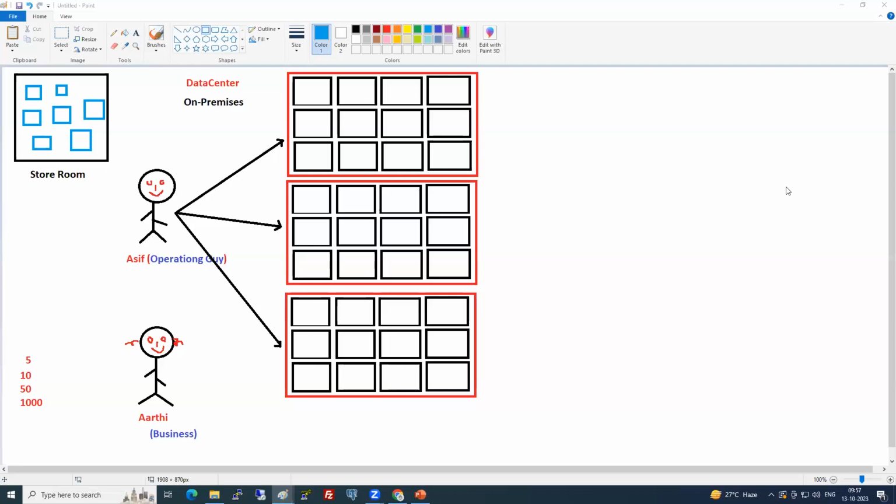So when Aarti said she got a business and we need to set up so many servers, Asif got frustrated. And what he did was he went and sat under the tree. So this is the tree. Asif is sitting or lying under the tree, checking his phone.